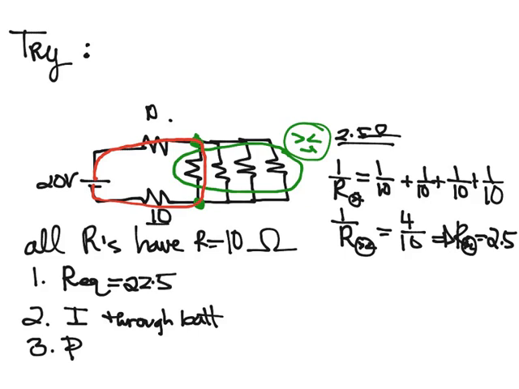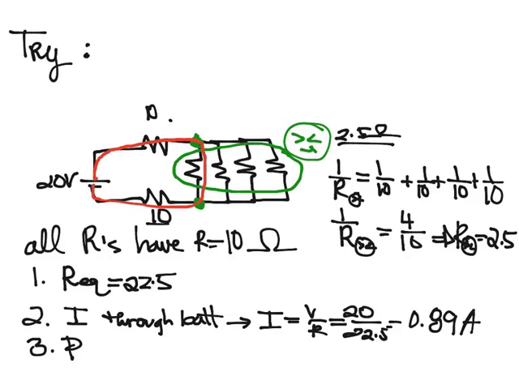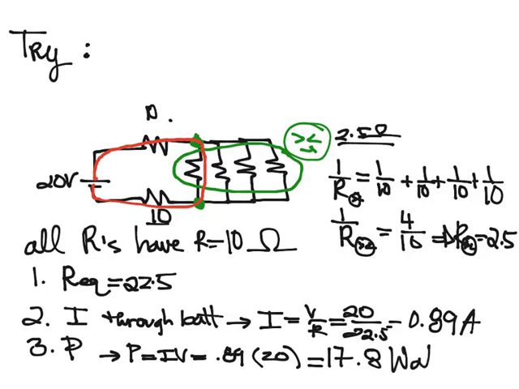Now if we want the current through the battery, we can calculate using I equals V divided by R. In this case we have 20 volts divided by 22.5, and we get 0.89 amps. If I want the power through the whole circuit, I can use P equals IV, and I use 0.89 times the voltage across the battery, which is 20 volts, and I end up with 17.8 watts.